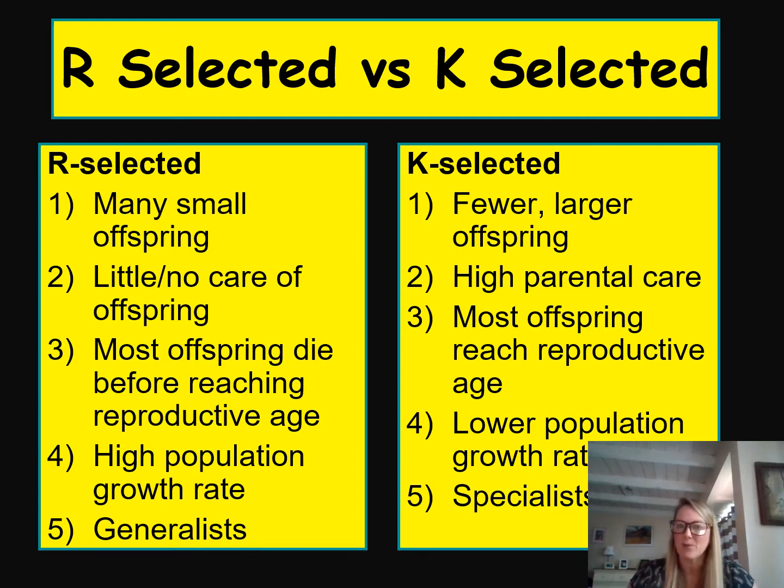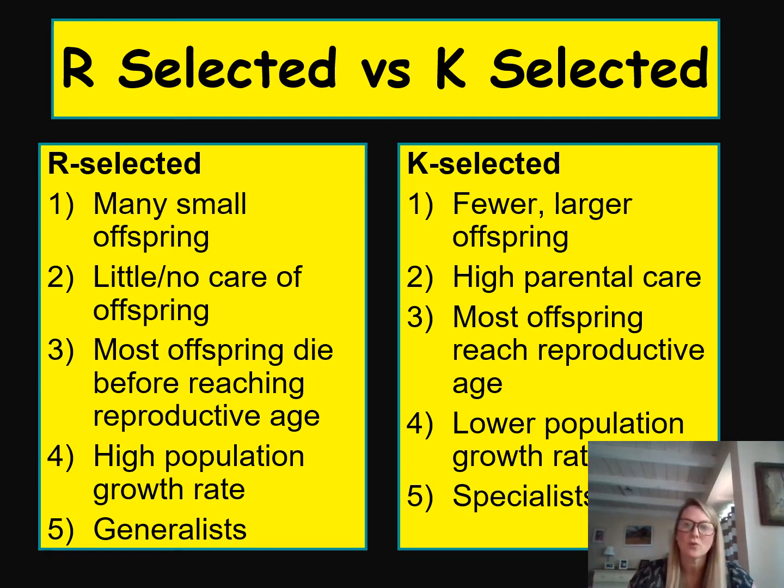So you have many small offspring. You don't really take care of your offspring. You may have them and then like 6 weeks later you leave. Unfortunately, a lot of the offspring pass away before they reach the reproductive age. They have very high population growth rates because they tend to have a lot of births. And these tend to be the generalist species.